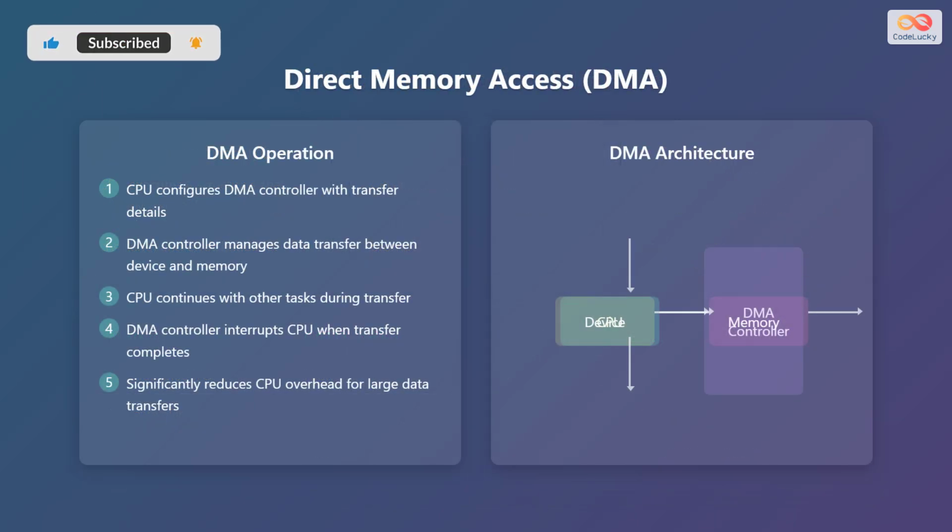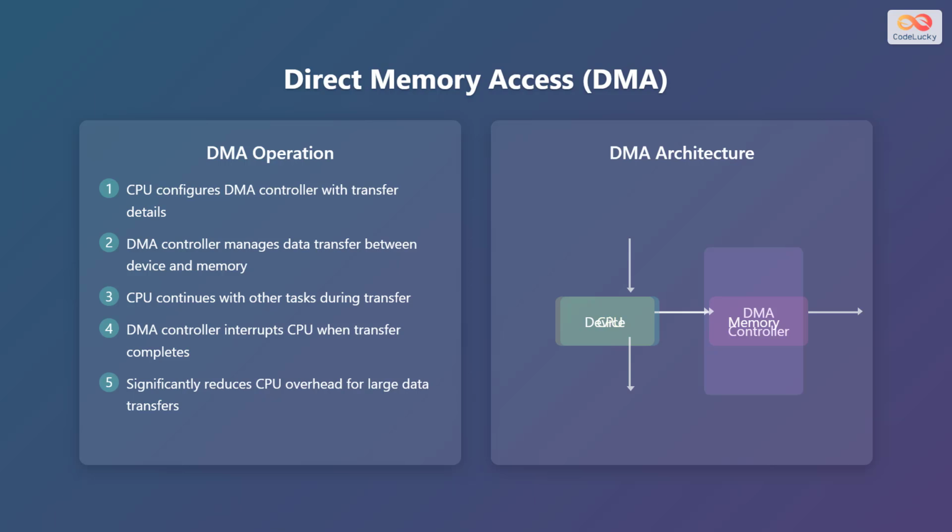Let's examine direct memory access, or DMA, in more detail. In a direct memory access operation, the central processing unit, or CPU, configures the DMA controller with the transfer details. The DMA controller then manages the data transfer between the device and the memory, while the CPU continues with other tasks during the transfer. Once the transfer is complete, the DMA controller interrupts the CPU. This significantly reduces CPU overhead for large data transfers.